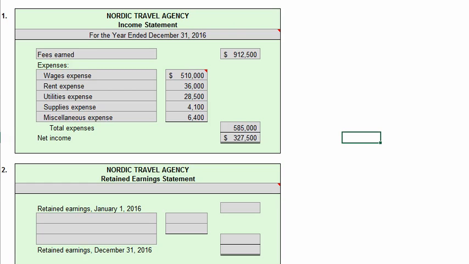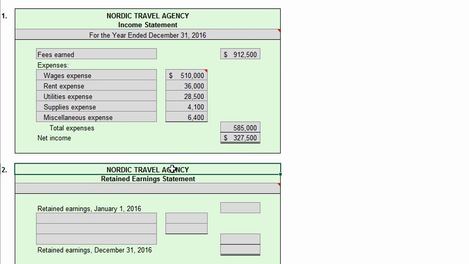Okay, you guys, we'll start back now on problem 1-2-1-2A on page 40. We'll pick back up with instruction 2. Prepare a retained earnings statement for the year ended December 31st, 2016. Now, like the income statement, the retained earnings statement covers a period of time. So first, again, we'll do the heading.